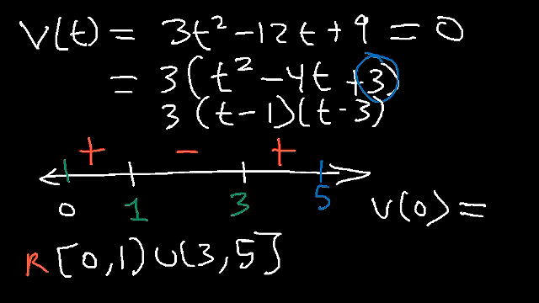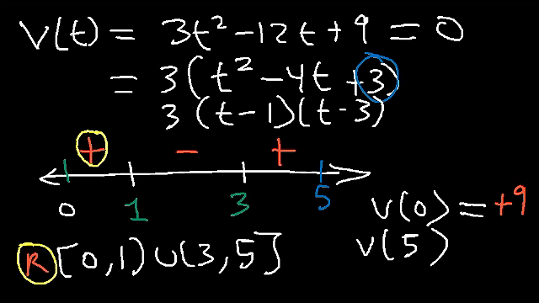It's going to be positive 9. 3 times 0 squared minus 12 times 0, that's 0, plus 9, which is 9. Now remember, the particle is moving to the right when the velocity is positive. So at t equals 0, at exactly 0, it is positive. So that's why it includes 0. Now, what if we plug in 5? What is v of 5?